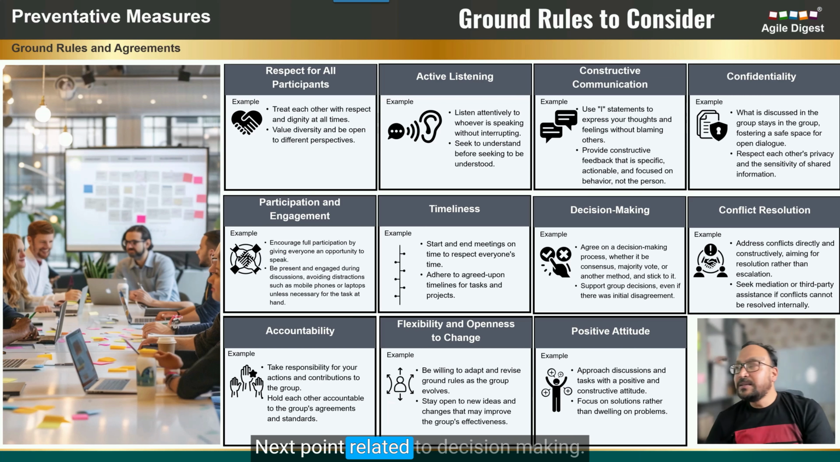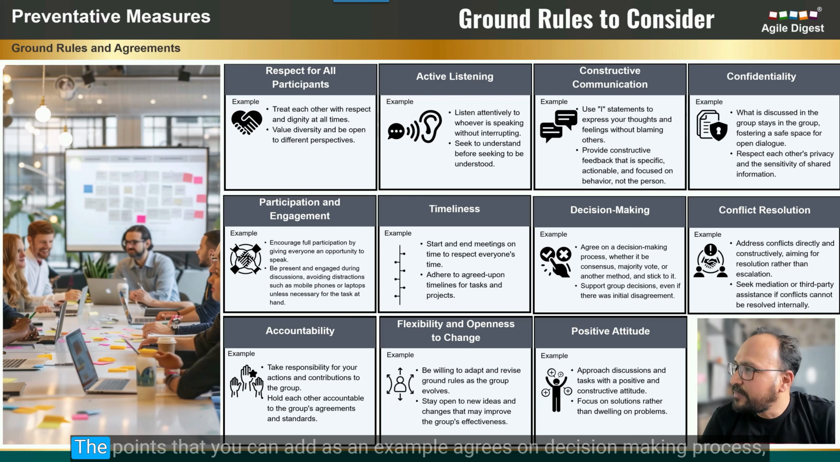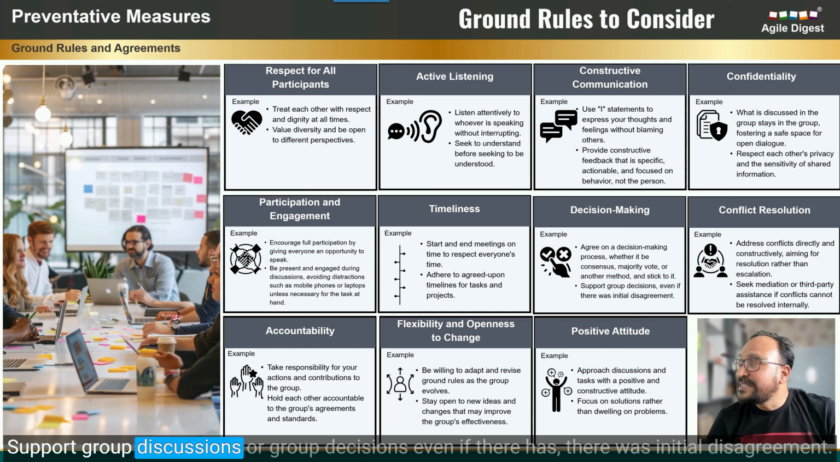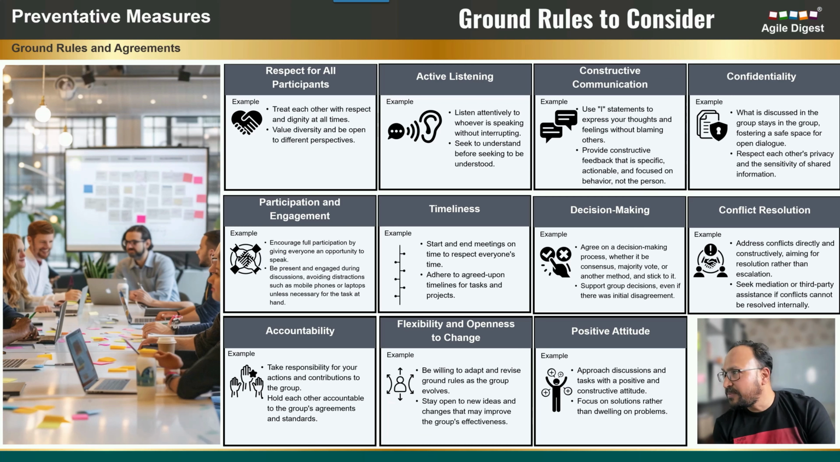Next point, related to decision making. The points that you can add as an example: agree on a decision making process, whether it be consensus, majority vote, or another method, and stick to it. Support group discussions or group decisions even if there was initial disagreement.